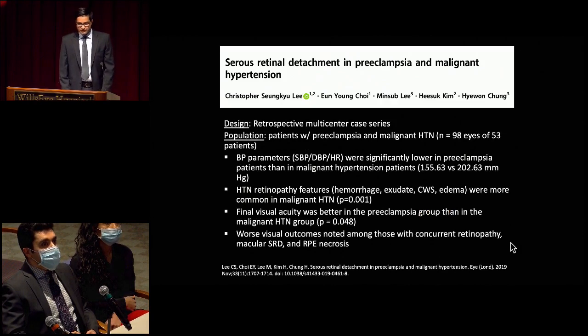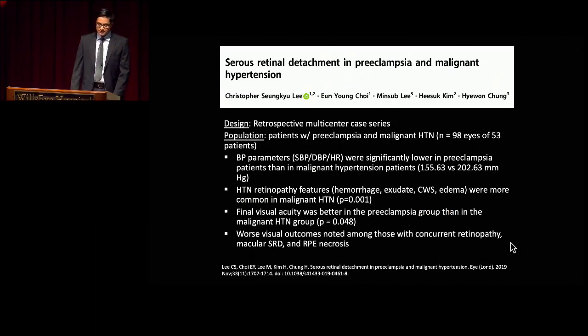So the choroidal vasculature is believed to be more sensitive to hypertensive changes compared to the retinal vasculature. And this is thought to be related to differences in autoregulatory mechanisms and the shorter course of the choroidal vessels themselves. This study was a retrospective case series published in the journal Eye, basically comparing the clinical features of serous detachments between preeclamptic patients and patients presenting with malignant hypertension. And interestingly, the study found that blood pressure parameters were overall lower among preeclamptic patients, but hypertensive retinopathy features were more common among patients presenting with malignant hypertension. And visual acuity outcomes tended to be better among preeclamptic patients compared to the malignant hypertension group.